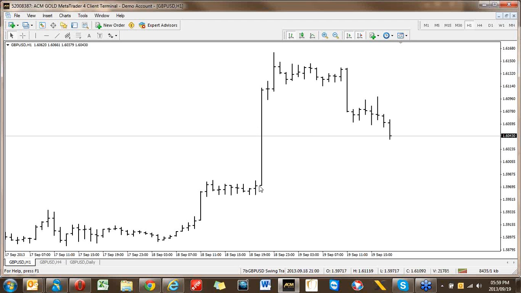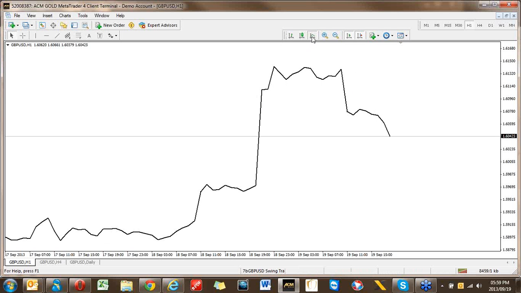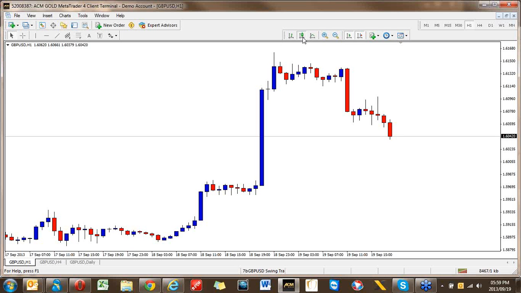That would be the opening price, that would be the closing price, and it actually shot past the opening and closing prices. Personally, I don't like them. I don't like the line chart. It doesn't really help me that much. This is why I personally like the Japanese candle, as do many people.